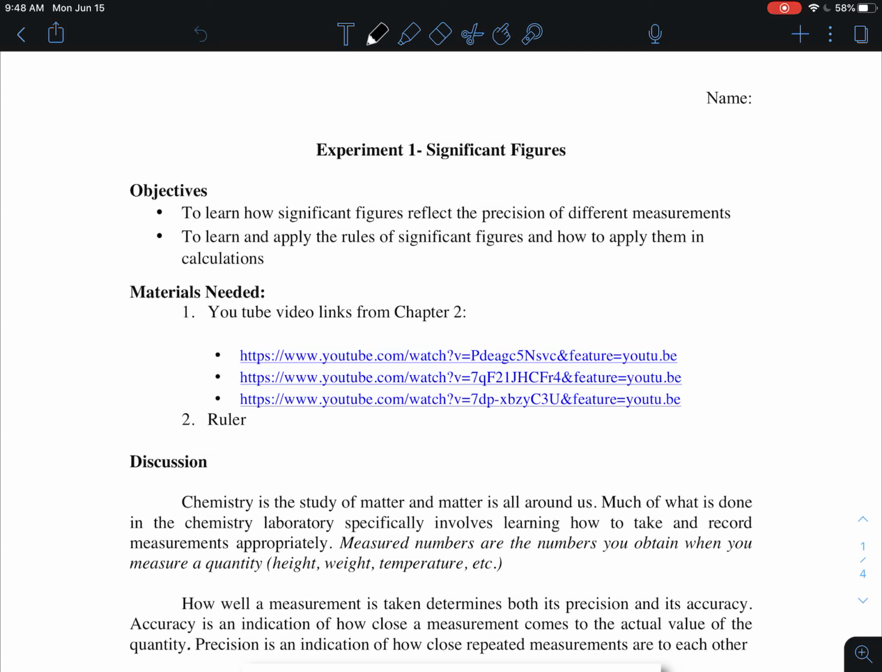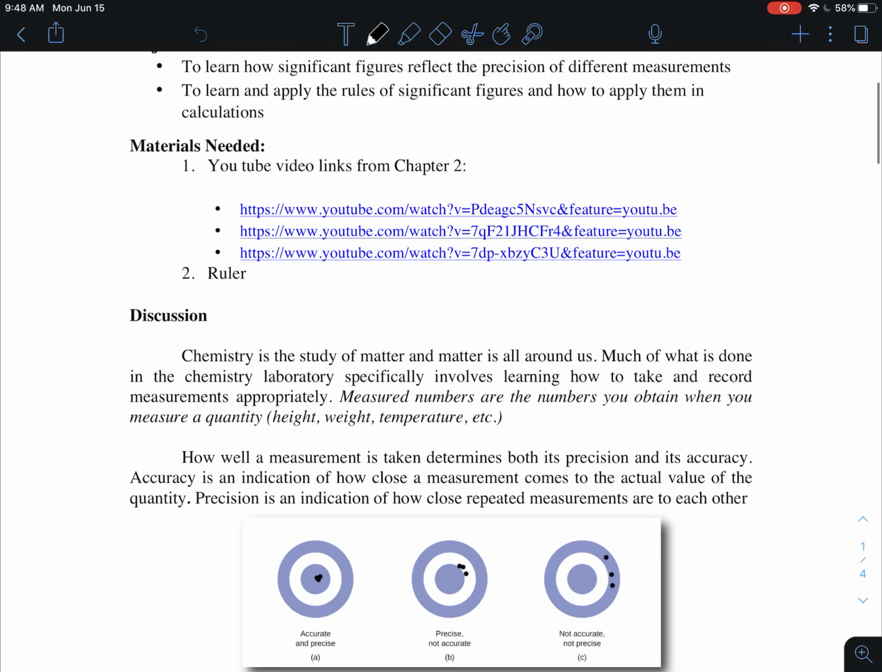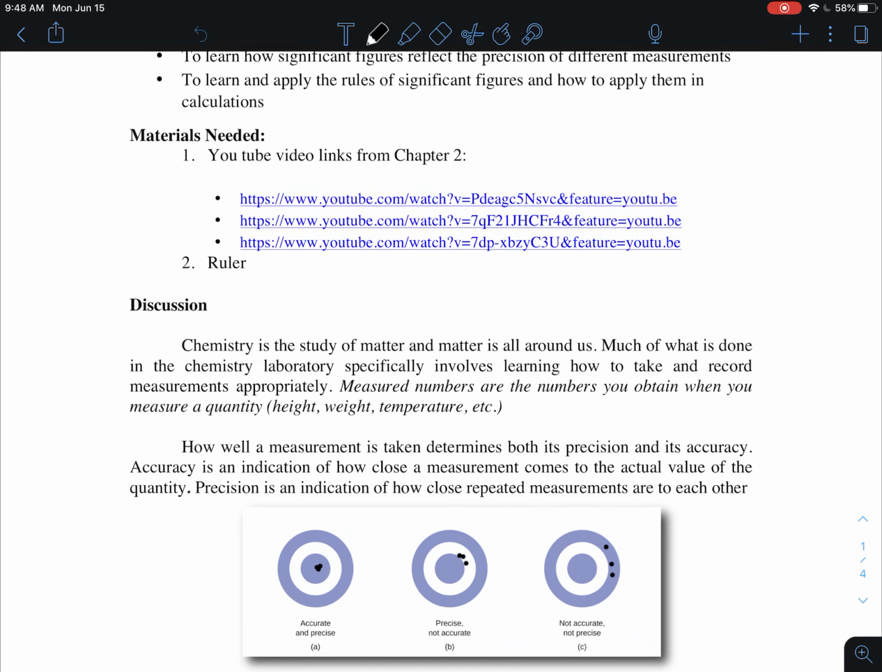How close your average is to the known value tells you how accurate you are. Then, how close each of your values are to each other, so your trials are to one another, that's your precision. So super important when we're in chemistry, making sure we're being accurate and precise, because we obviously want to reach that known value, but we also want to make sure that every trial we're doing, we're being very, very cautious of doing the same exact process every time, so our numbers are very close to one another.